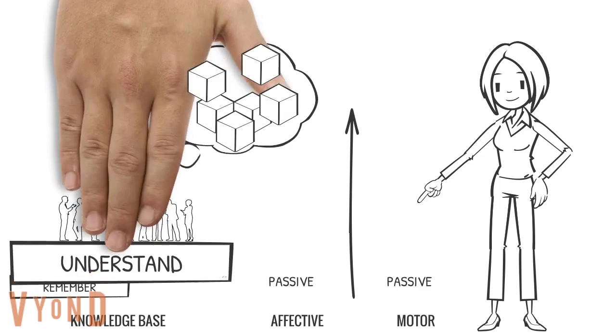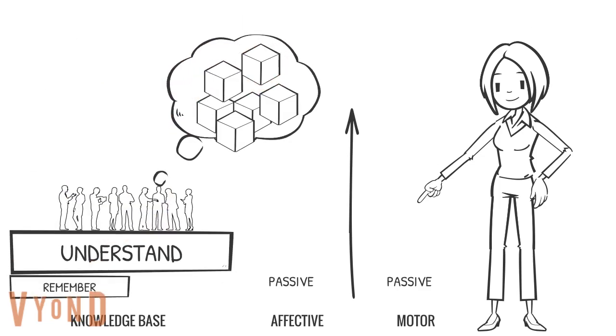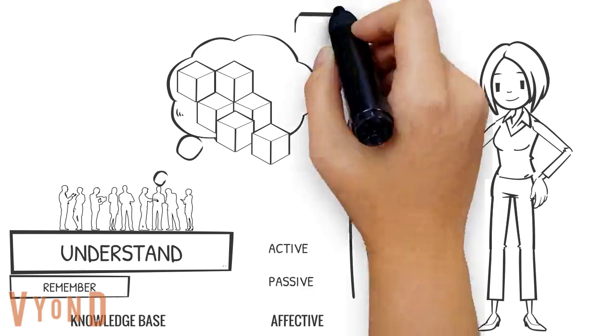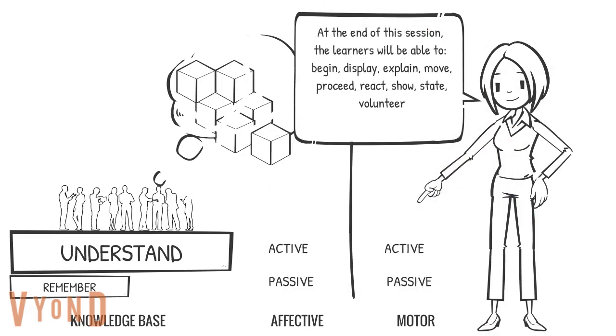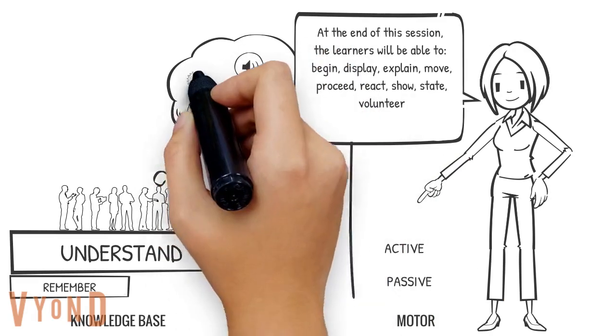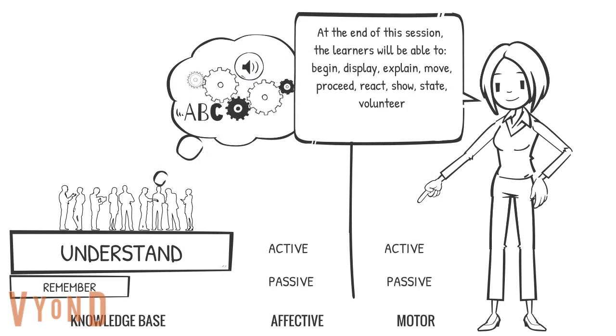Then we bring the team to understanding, where learners start making sense and organize their learning. At this point, learners are getting more active. They react to the learning. The mental, physical, and emotional processes start generating a response. Understanding is about constructing meaning from different types of function that can be oral, written, and graphical.